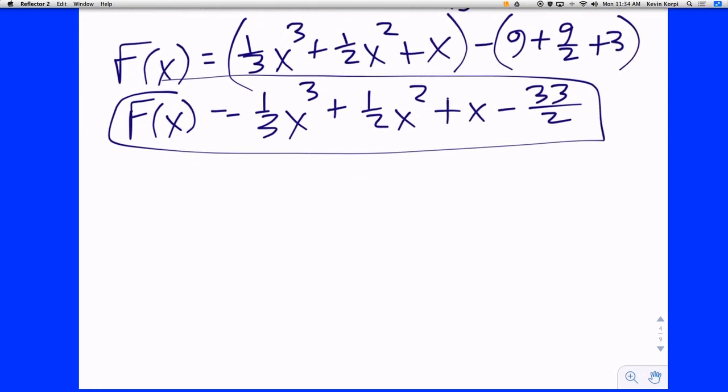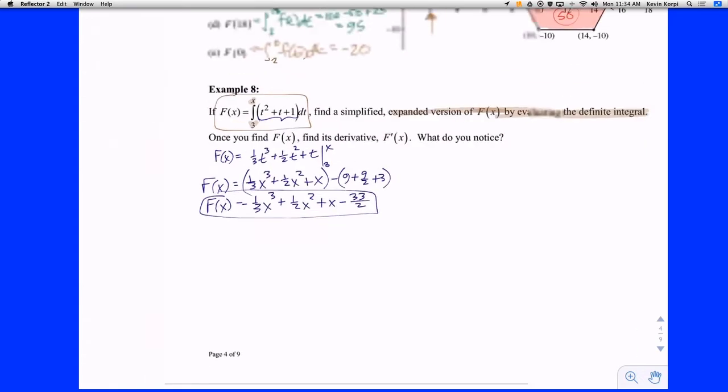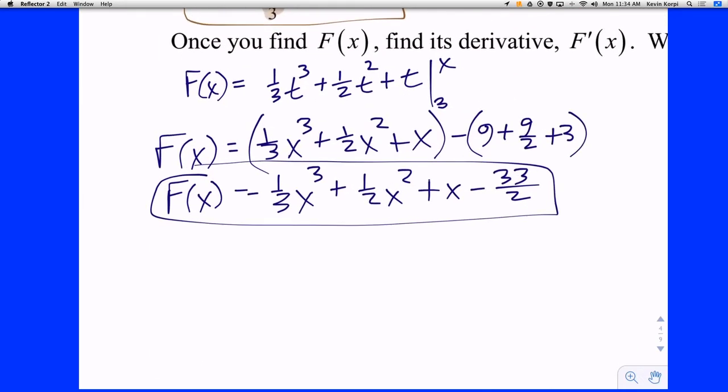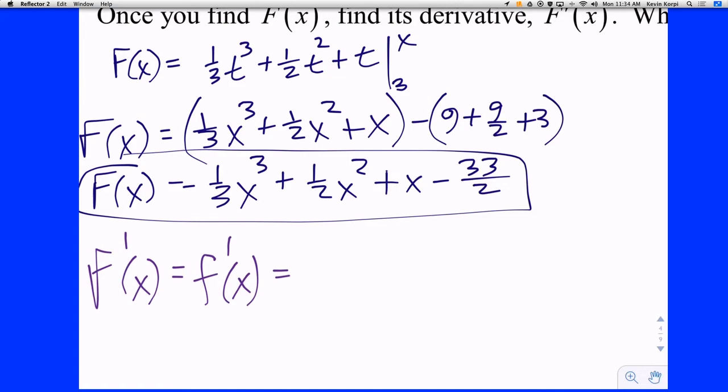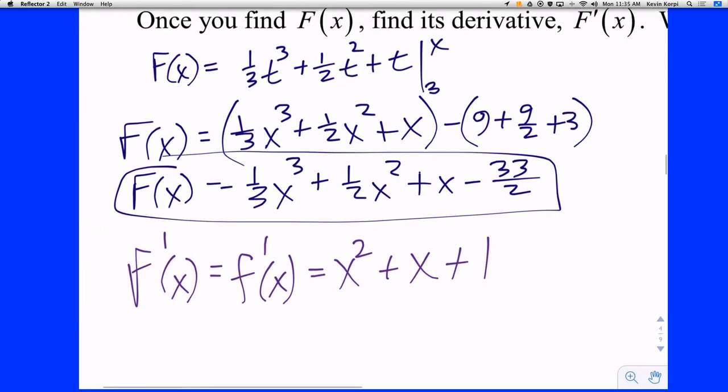Now here's what we're going to do. Once I find the antiderivative from 3 to x, I'm going to turn around and take its derivative. That should be fun. Here we go, big F prime of x. What's another name for big F prime of x? Little f prime of x, right? Same variable. Now using the power rule, we get x squared plus x plus 1 plus 0, taking the derivative of that. Oh, sorry, not f prime. Yeah, just f.